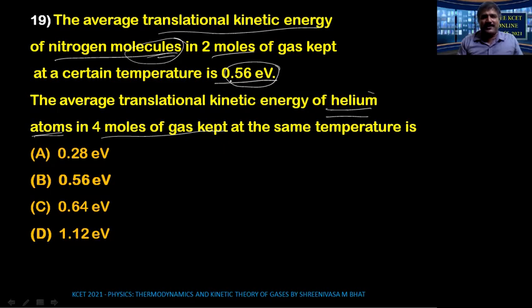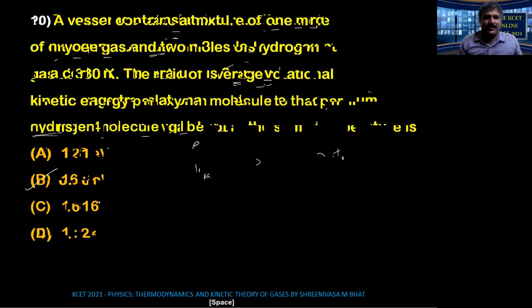So here 0.56, the translational degrees of freedom are 3, the same for both. So F is the translational degrees of freedom, and F is the same for both gases. Hence the answer will be the same, that is 0.56 eV. Then the next question, number 20.